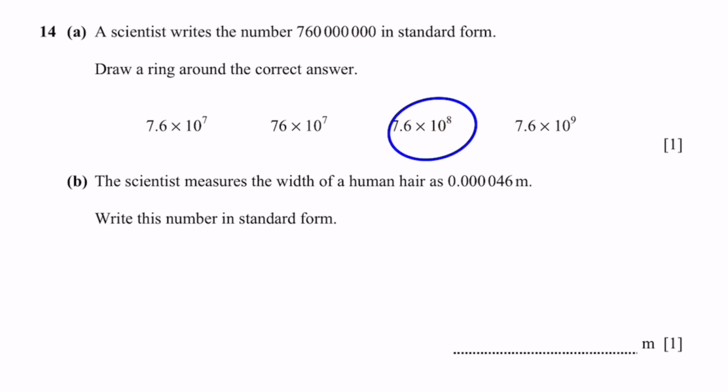B. The scientist measures the width of a human hair as 0.000046 meters. Write this number in standard form. So if we move this decimal point 5 places right, you'll get 4.6. So that means it'll be 4.6 times 10 to the power of minus 5. That's the answer.